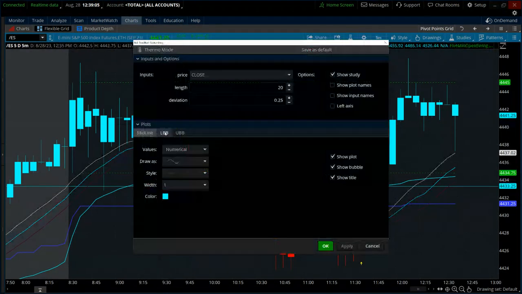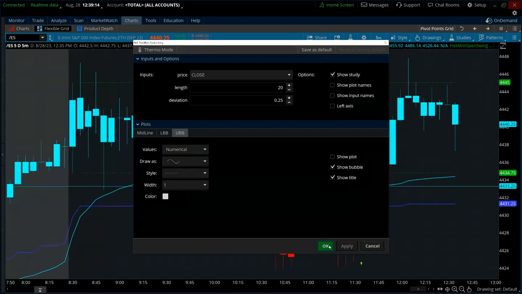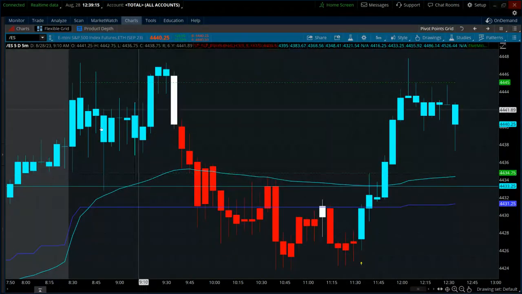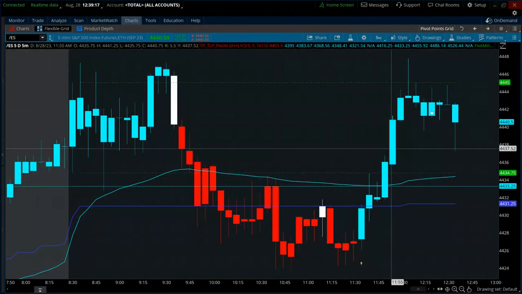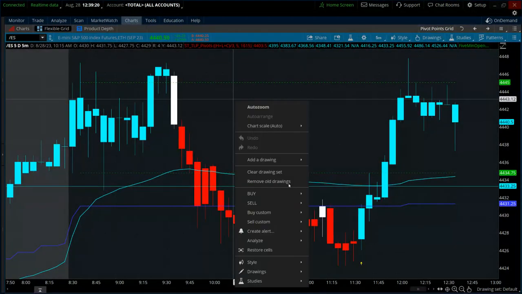But I don't need to see those lines because I know where the lines are based on the color of the candle. So therefore, I turn the lines off and I just use the candles as trend candles. That was the last explanation I think I owed you.